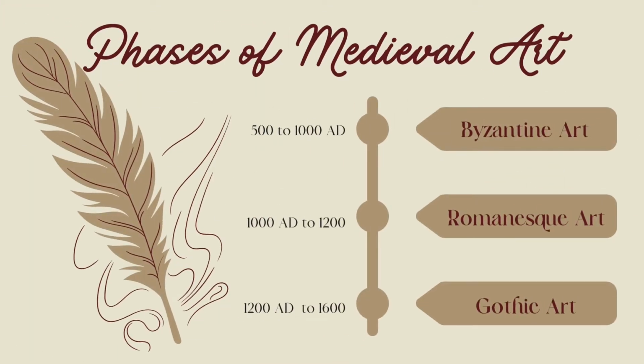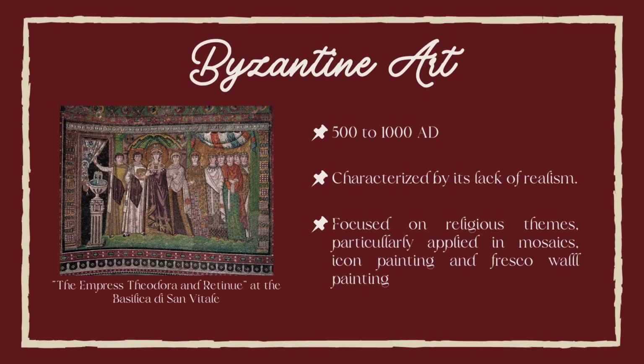Due to the emergence of this variety of styles, the Middle Ages art period can generally be divided into 3 distinct phases. These are Byzantine, Romanesque, and Gothic art. Byzantine art is the beginning of the Middle Ages and is often called the Dark Ages. These periods span from 500 to 1000 AD, and Byzantine art is the main form of art during that time, and it was produced by Byzantium or the Eastern Roman Empire.